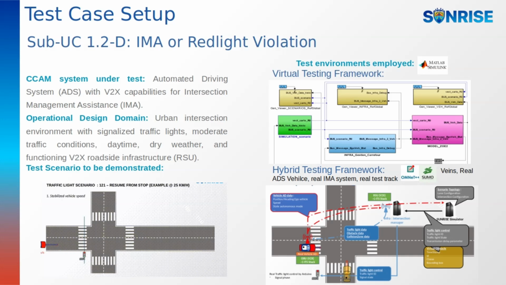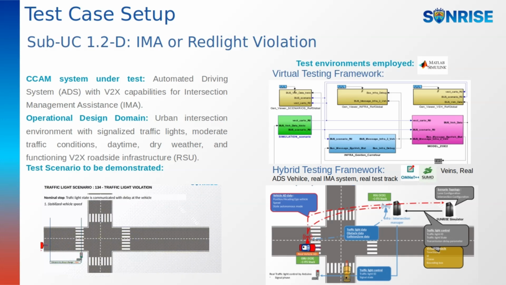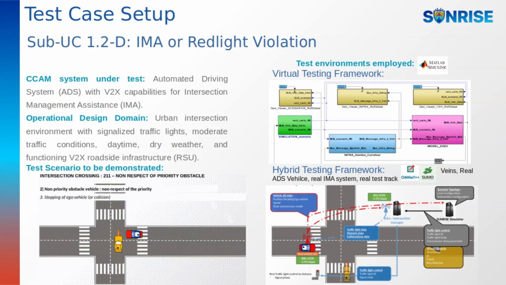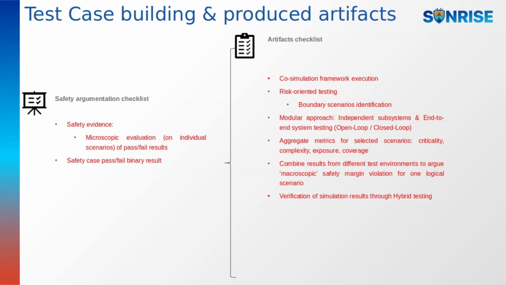This demo focuses on ADS responses to traffic lights and V2X supported intersection crossing in scenarios like nominal stops, restart on green, signal delays, and priority/non-priority obstacles, using both virtual MATLAB/Simulink and hybrid OMNeT++ Veins, SUMO, real ADS, IMA, RSUs/OBUs setups. We build a structured safety argument process focused on scenario coverage, pass/fail evaluation, and a binary safety case. Key artifacts obtained are a final allocation diagram for virtual/hybrid tests, co-simulation framework for risk-based, edge case testing, modular V2X, ADS decoupling, hybrid tests validating simulations.